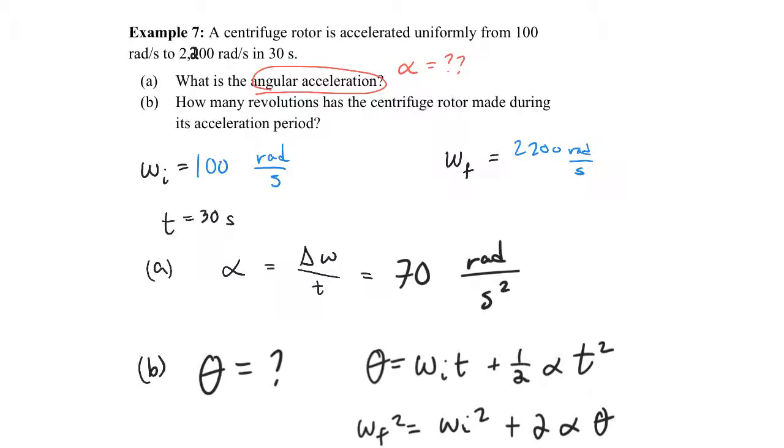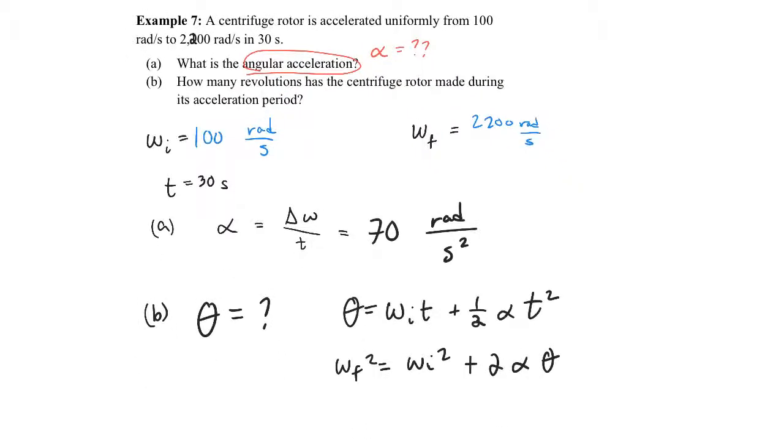Theta is already isolated here, whereas if we use the second one, we have to then solve for theta. But we could use the second one. Does everybody see what I'm getting at? It's your choice here, because we have enough variables to use either one. But I would not choose the second one. I would choose the first one.